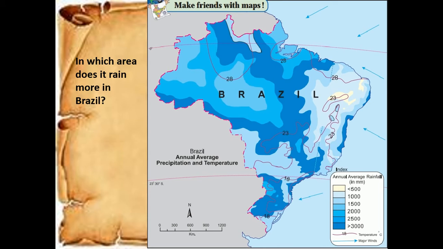In which area does it rain more in Brazil? Once again, if you look at the index down there, they have shown you the blue colored areas. The darker side receives more rainfall, and if you observe the map of Brazil, you will see that the Amazon basin area is more blue. So we can say it rains more in the Amazon river basin in Brazil.